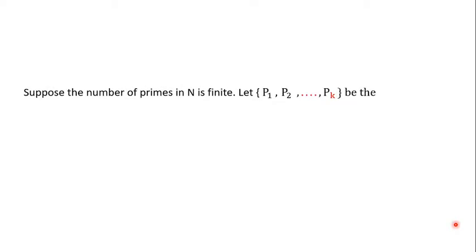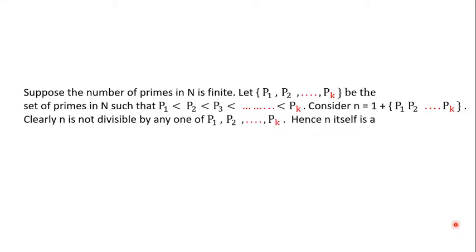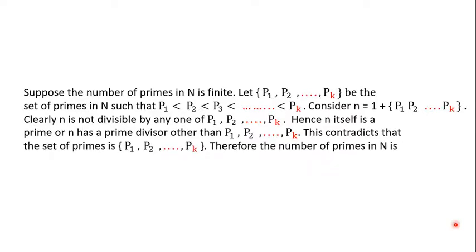So they have written like this. Suppose the number of primes in N is finite. Let P1, P2, etc., Pk be the set of primes in N such that P1 is less than P2, P2 is less than P3, etc., and less than Pk. Now, consider N, which is equal to 1 plus P1 into P2 into etc. into Pk. Clearly, N is not divisible by any one of P1, P2, etc., Pk. Hence, N itself is a prime, or N has a prime divisor other than P1, P2, etc., Pk. So, this contradicts that the set of primes is P1, P2, etc., Pk. Therefore, the number of primes in N is infinite. So, in such a short sentences, they have written the entire proof. This one I have tried to elaborate and produce in front of you.